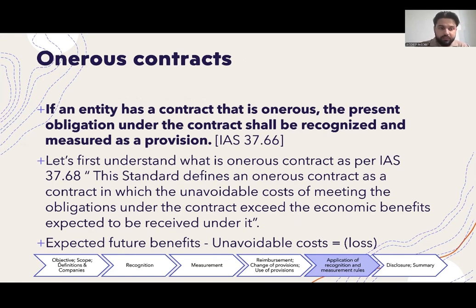As per IAS 37.68, an onerous contract is one in which the unavoidable cost of meeting the obligation under the contract exceeds the economic benefit expected to be received under it. So if the future economic benefits are less than the unavoidable cost, then it will be an onerous contract.